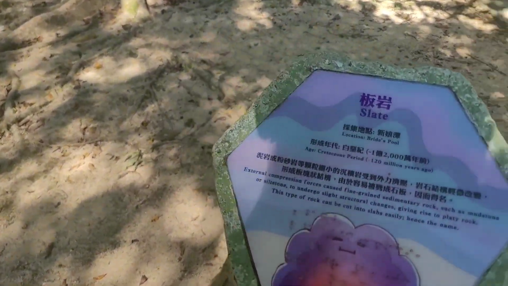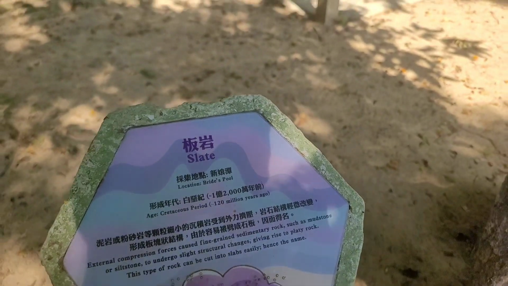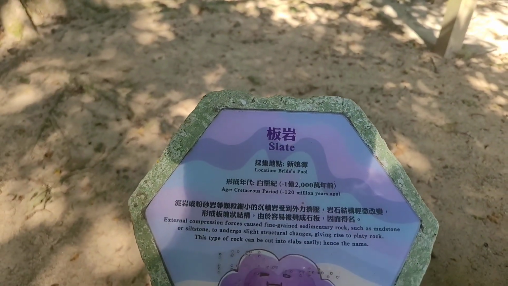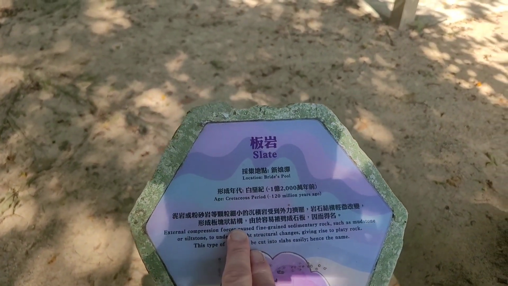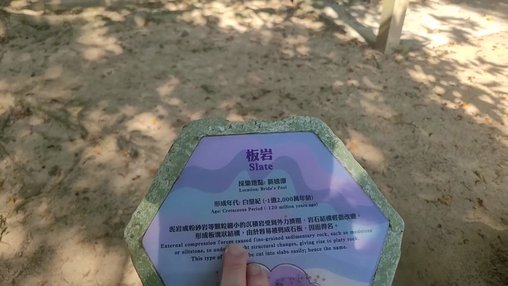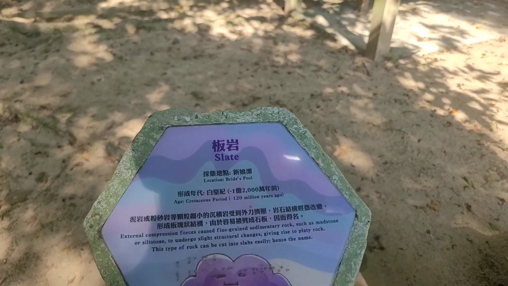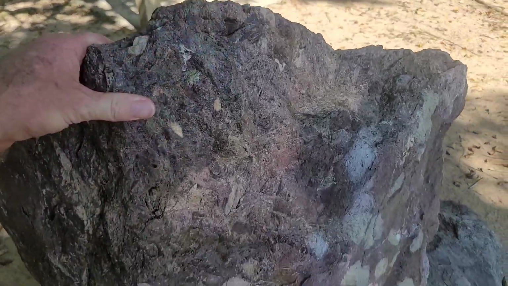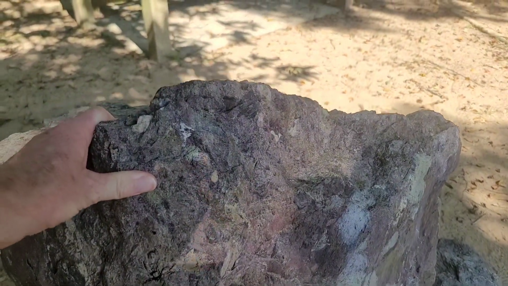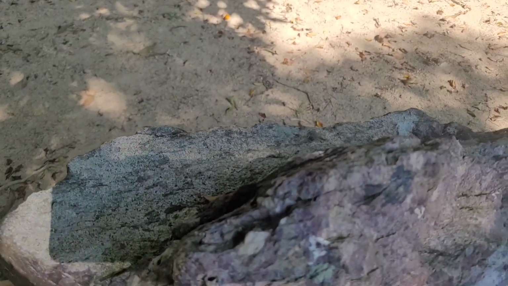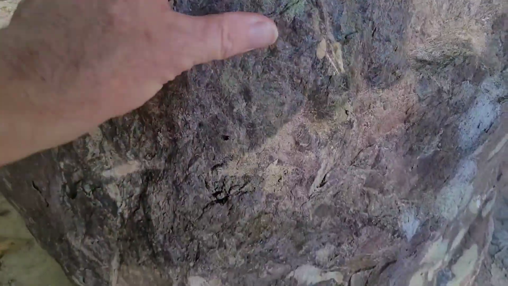The next one is slate from Bride Pool. Don't know what that is. Cretaceous, 120. Okay, there's the information on that. So this is the slate. So this is a metamorphosed shale.